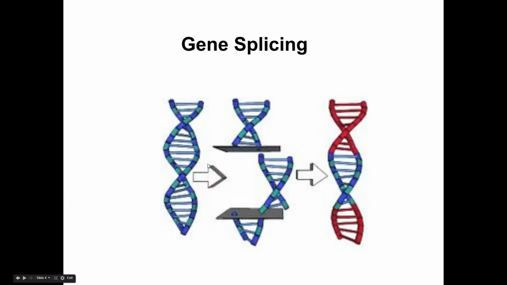Here is a little example of genetic splicing. The DNA strand will unravel and will be cut using the restriction enzymes. The cut piece, this piece over here, is the piece responsible for the claws in the mole. It will then be inserted into the rabbit's DNA sequence.